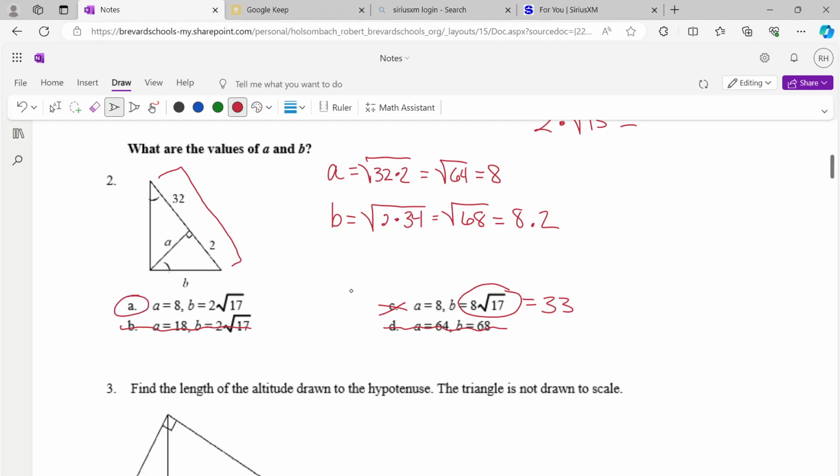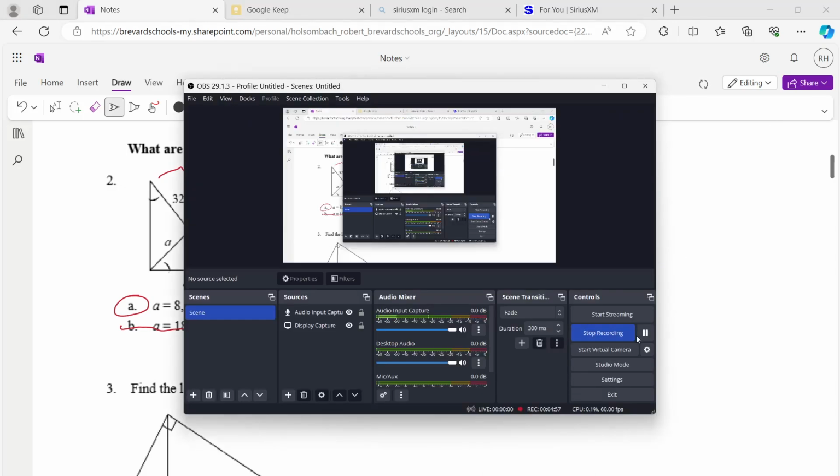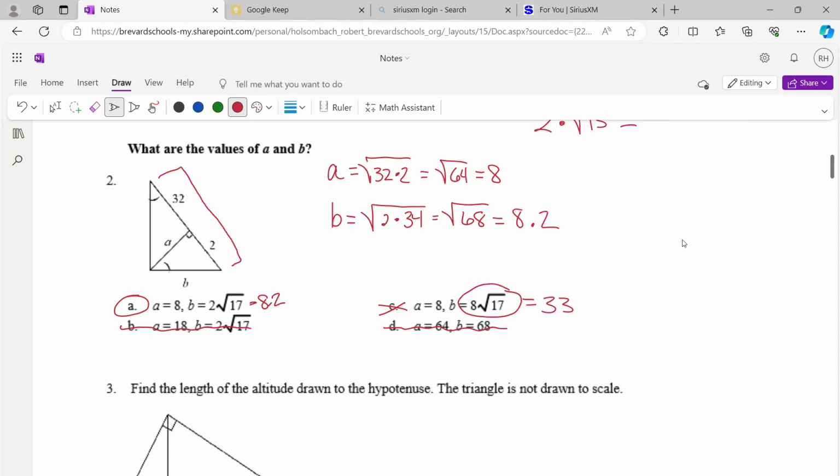How do you put that into your calculator? Let's do it with this one right here, with this 2 radical 17. Push 2 times 17 square root equals. Let me see what calculator you have. All right, so answer choice A.